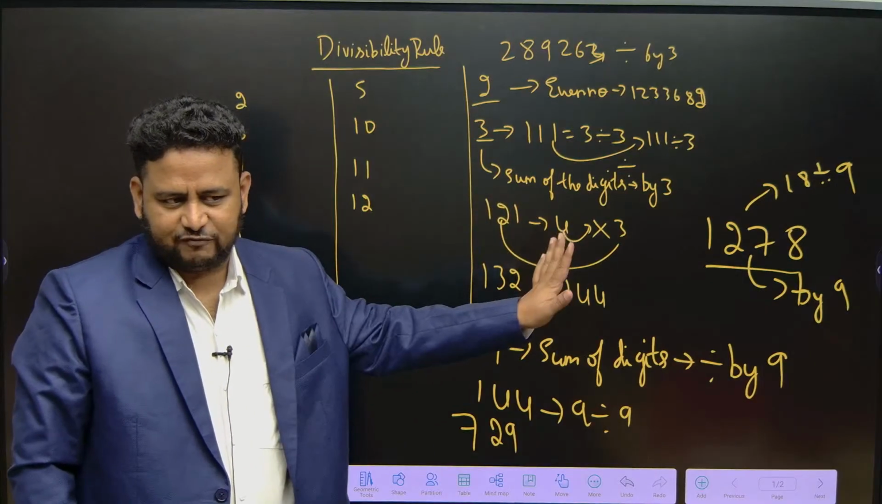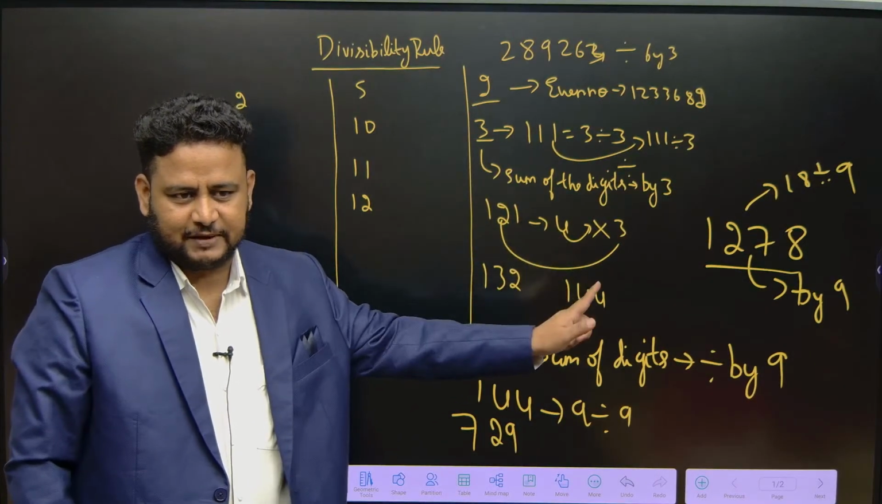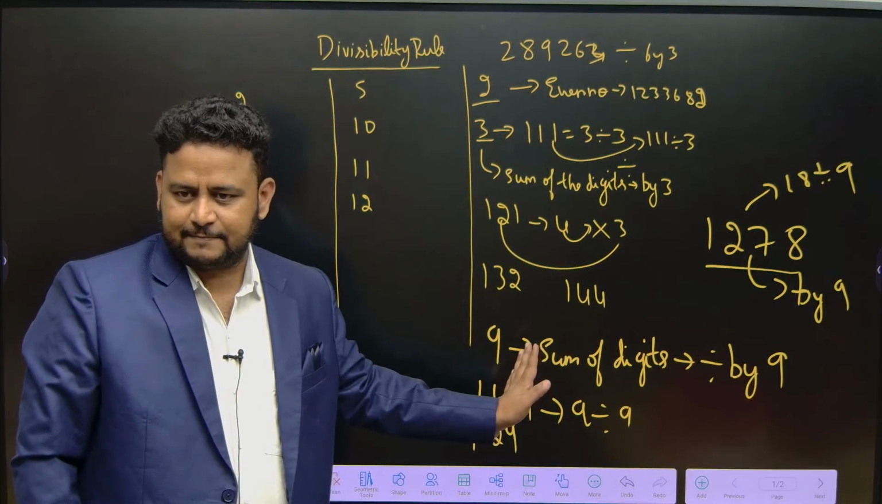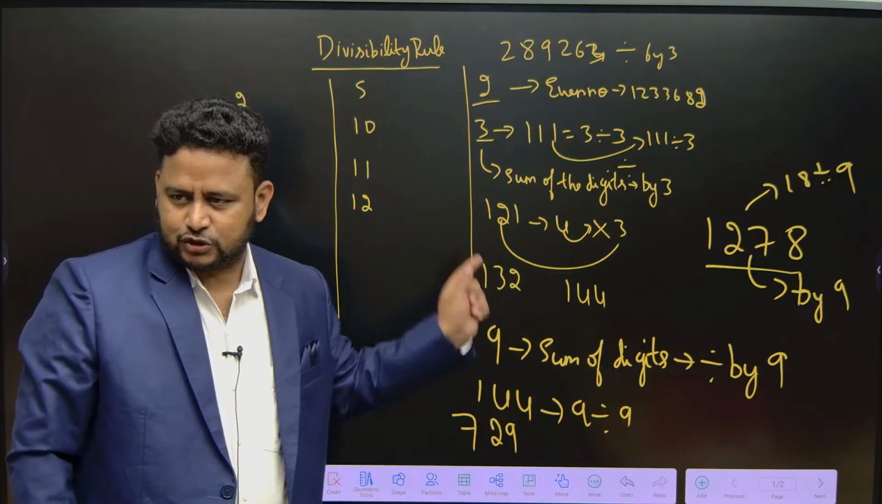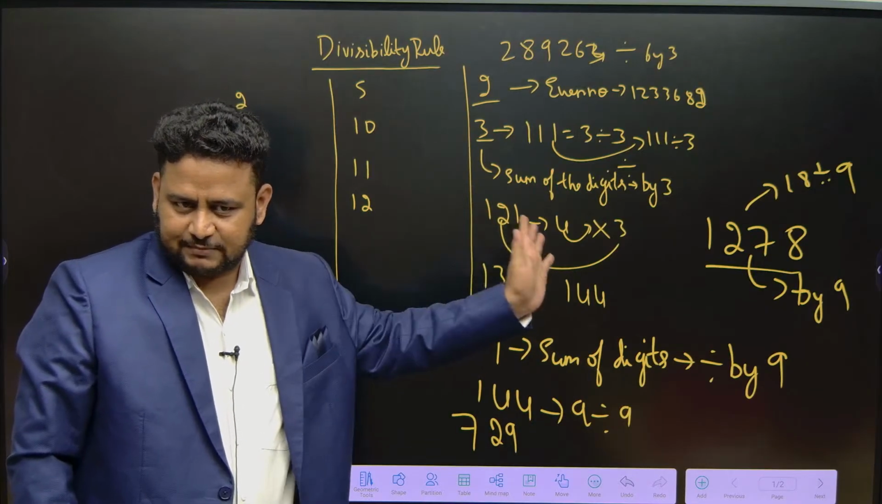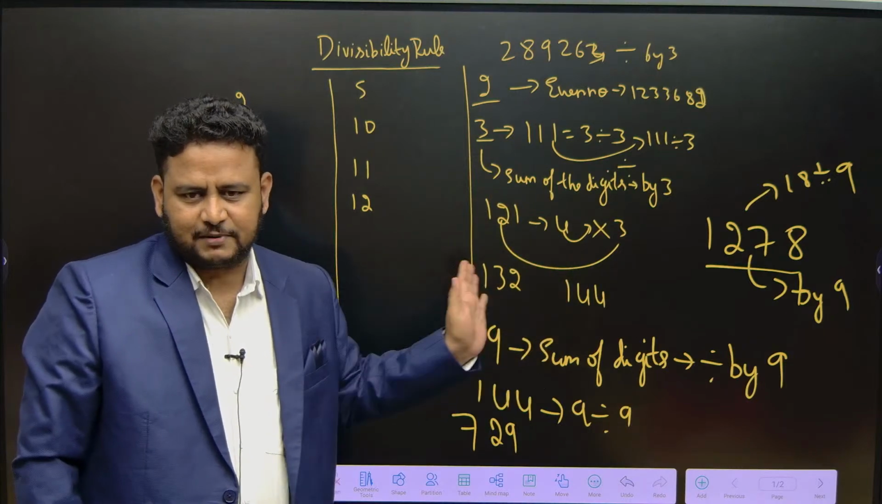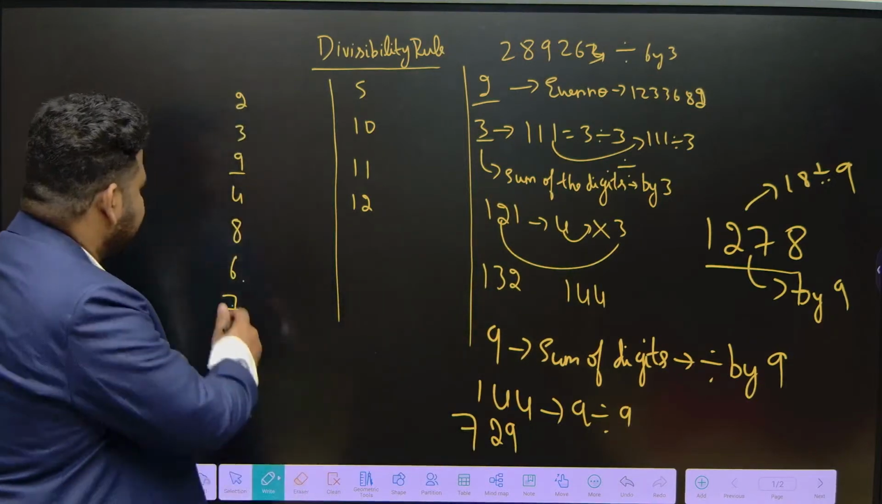Okay, 3 and 9 follow the same rule, but for 3 the sum of the digits should be divisible by 3, and for 9 the sum of the digits should be divisible by 9. Clear? Understood? 3 and 9. So 2 should be an even number, for 3 the sum of the digits should be divisible by 3, and for 9 the sum of the digits should be divisible by 9. Okay, next let us go to 4 and 8.